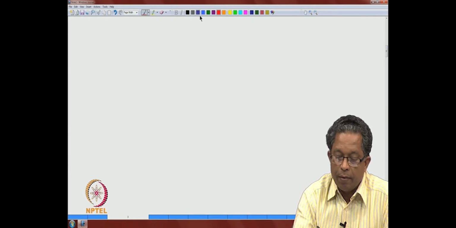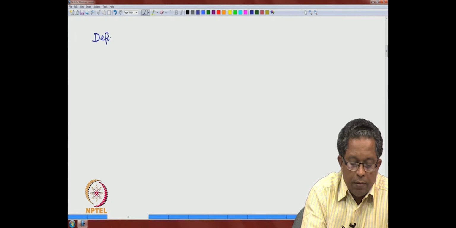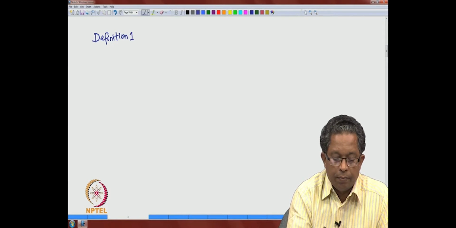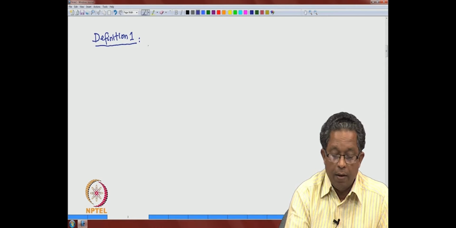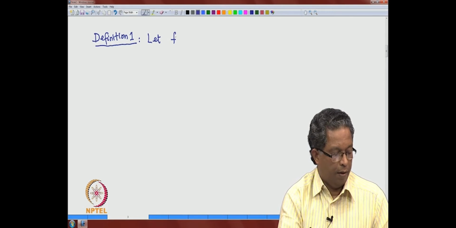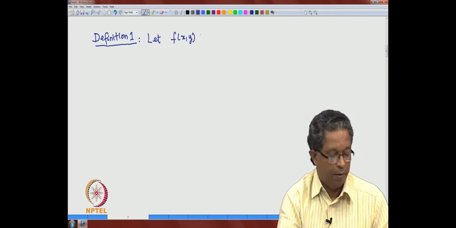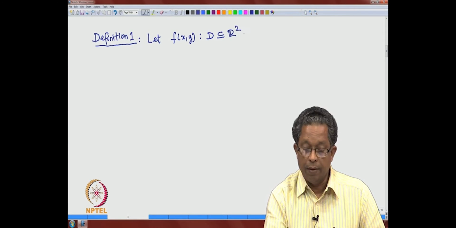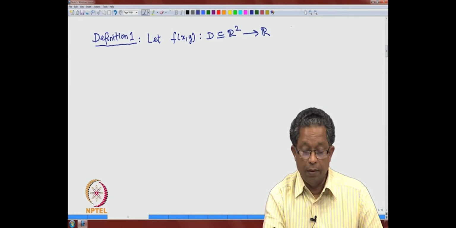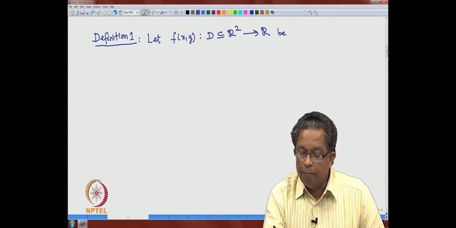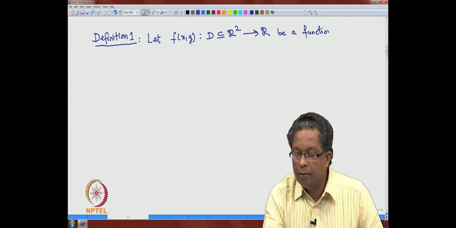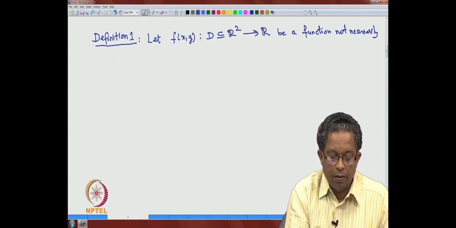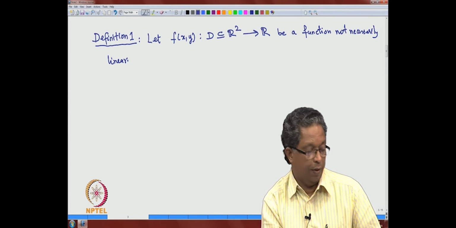Okay, definition. So, definition 1, let f of x y be a function which is defined on D, which is a subset of R2, the xy plane, and is mapping to R. Let it be a function, not necessarily linear, so it could be a linear or nonlinear function.